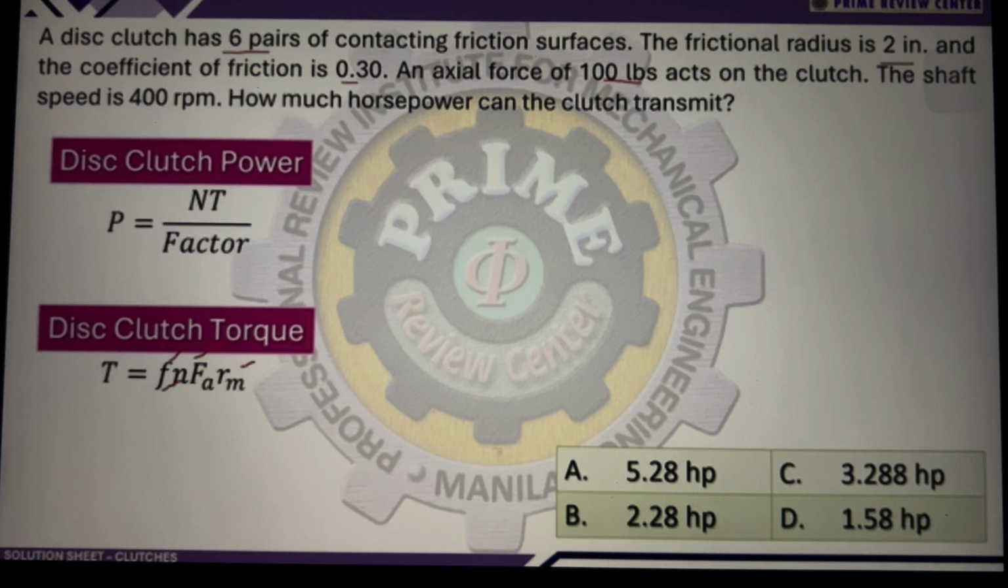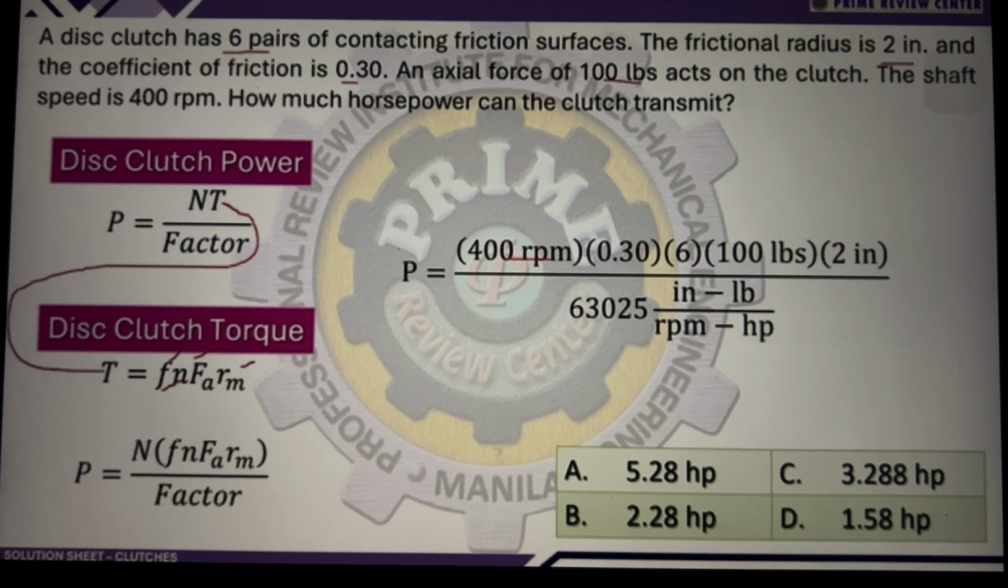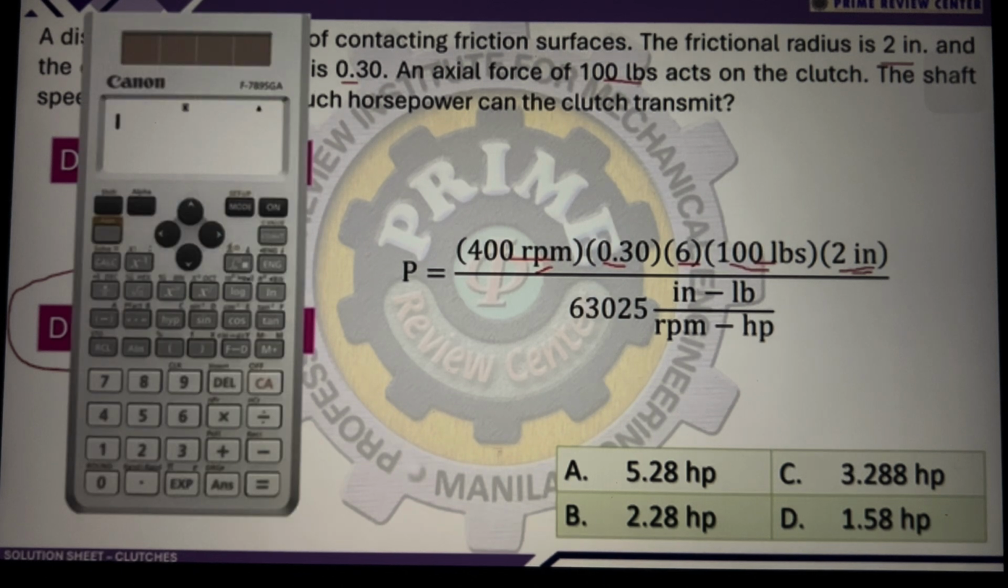Para isang lagay lang yan sa calculator natin, then, we will simply input na yung torque sa formula ng power. So, what you would get is N times yung fan farm over factor. Direct sub lang natin yung values, that is 400 RPM times 0.3 times 6 times yung 100 force times yung radius na 2 inches. Then, nag-HP yung kailangan mo, tapos meron kang inch, pound, tsaka RPM sa taas. Then, ang conversion factor natin ay 63025. Although, may instances na 63,000 lang yung ginagamit. But anyway, yung mas eksakto ngayon, 63025.